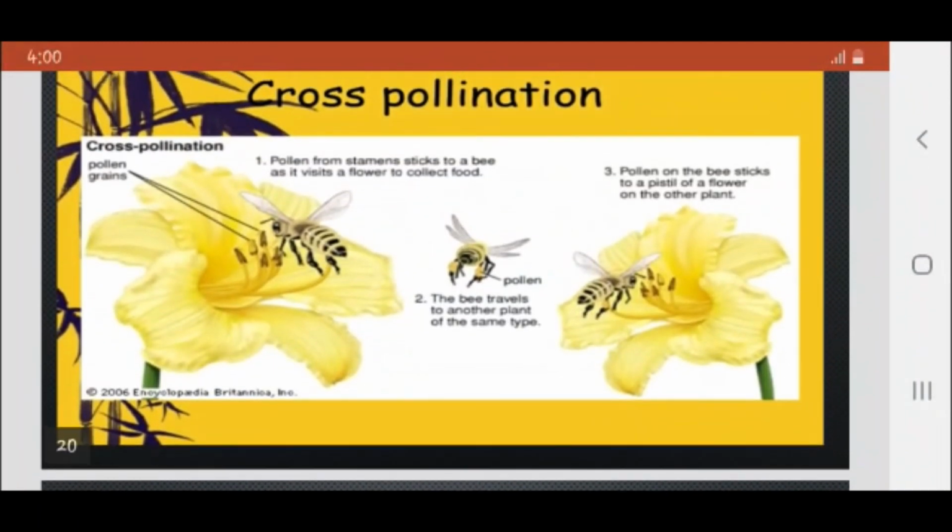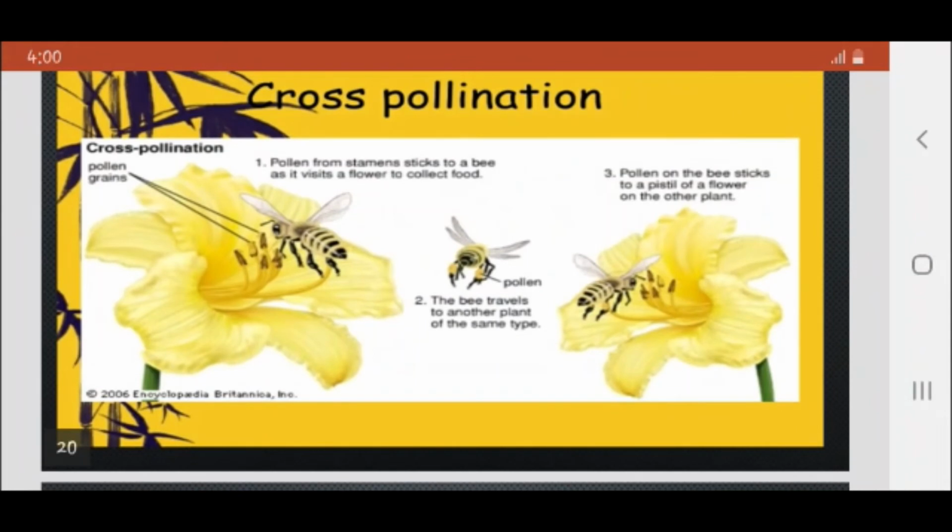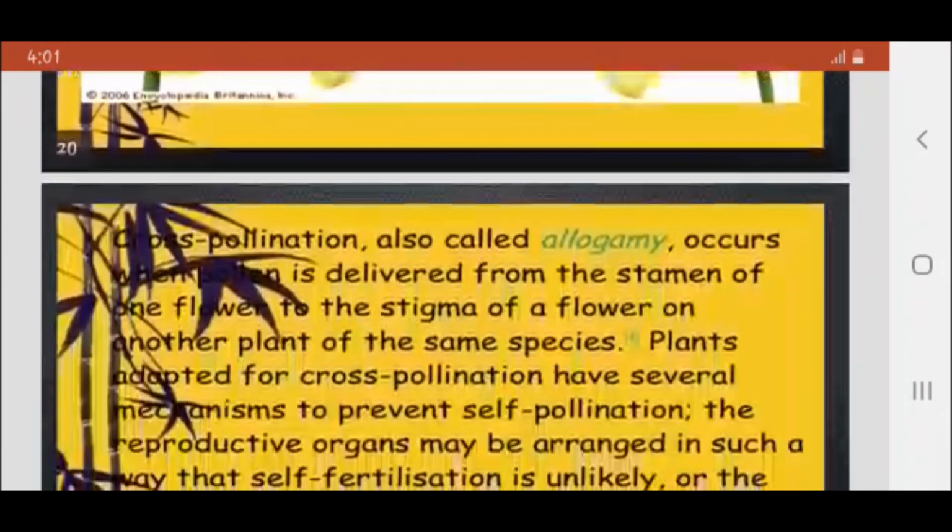In cross-pollination, pollen grains stick to the legs of insects, and when these insects visit another flower, they drop the pollen grains on the stigma of another flower. So in this way, this type of pollination is called cross-pollination.